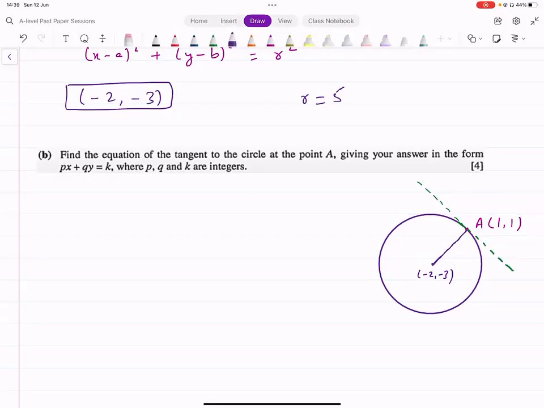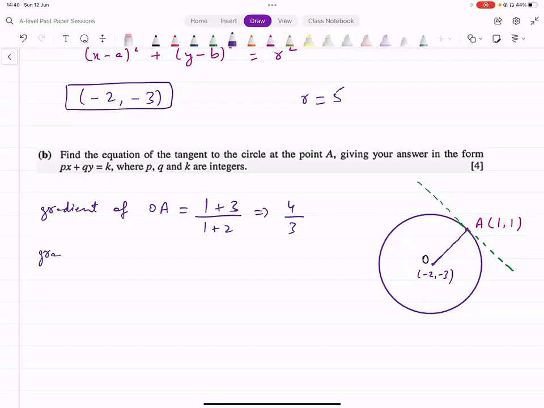Let me call this point O, the center of the circle. I can say the gradient of OA is going to be 1 minus 3, that's 1 plus 3, divided by 1 minus 2, that's 1 plus 2, and that gives me 4 over 3. That's the gradient of the radius.